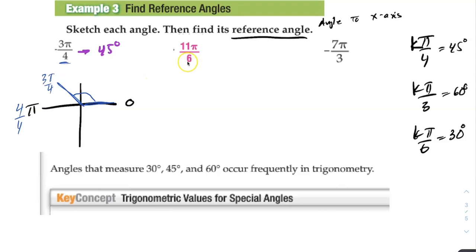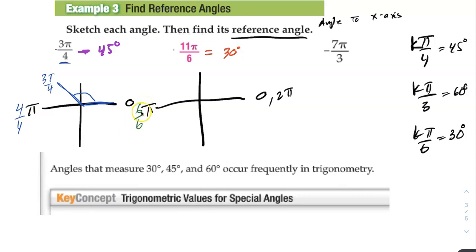Okay, next one, 11 pi over 6. Like I said, I already know what the reference angle is. It's over 6, so it's automatically 30. That's my reference angle, but let's draw it to practice. So here's 0, here's pi. I'm actually going to need to go to 2 pi in this case. You might ask why? Well, again, it's 11 pi over 6, so this is going to be 6 over 6.